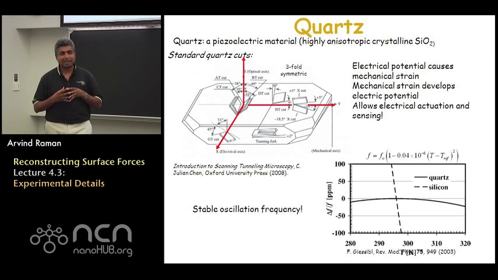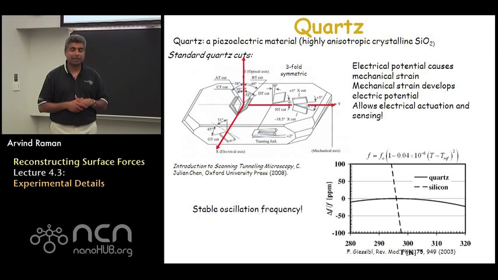The second advantage, which is a very useful property of quartz, is that the resonance frequencies of quartz oscillators as a function of temperature are known to be extremely stable. This is a major reason for wanting to use quartz-based tuning forks. What's shown here is an example of how the frequency shift for a tuning fork versus a silicon cantilever changes as a function of temperature. One notices that when you're talking about silicon cantilevers, the change occurs rapidly, and when you're talking about quartz-based tuning forks, they have very robust, very stable resonance frequencies.